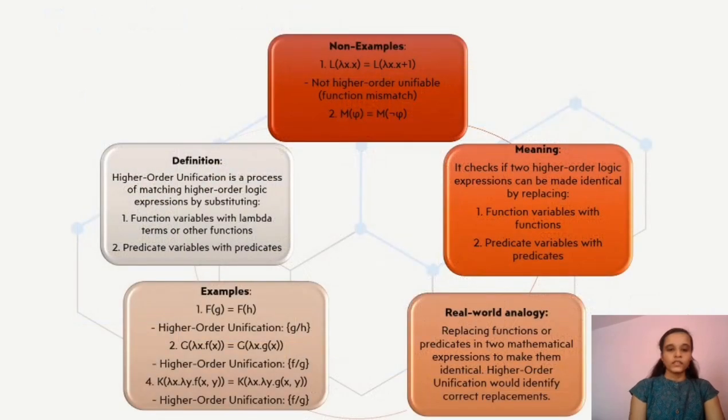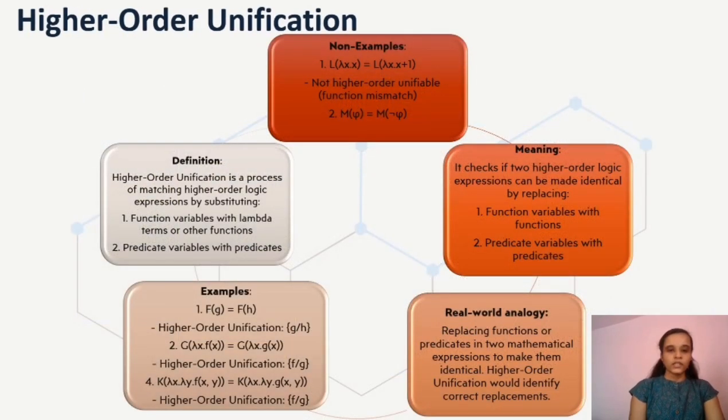Fourth one is higher order unification. This is more complex. It deals with functions or variables that can represent other functions. It's powerful but computationally expensive and is mainly used in advanced theorem proving or symbolic mathematics.